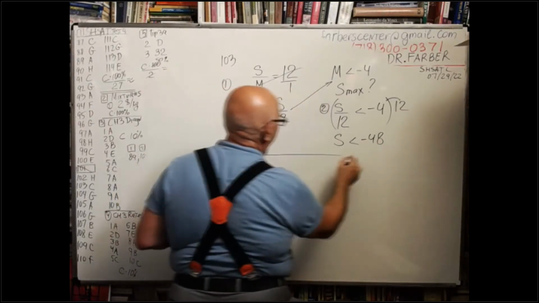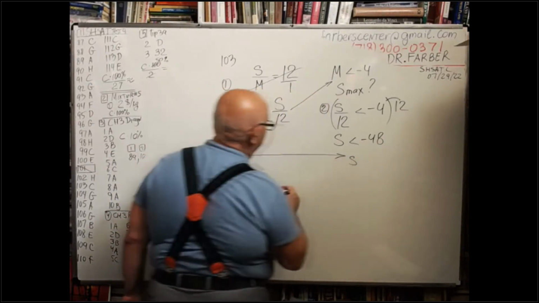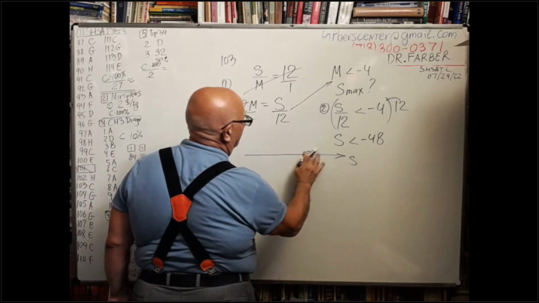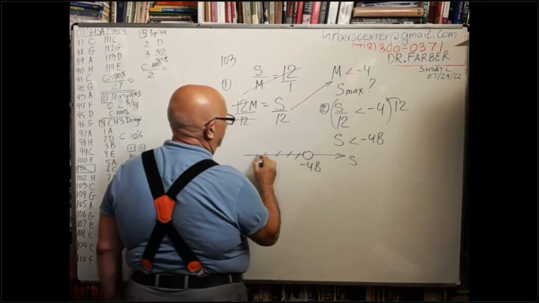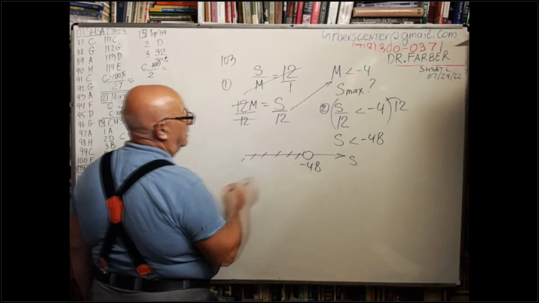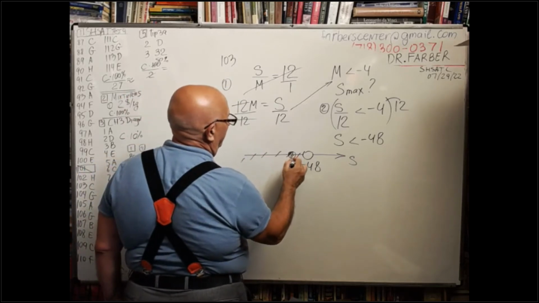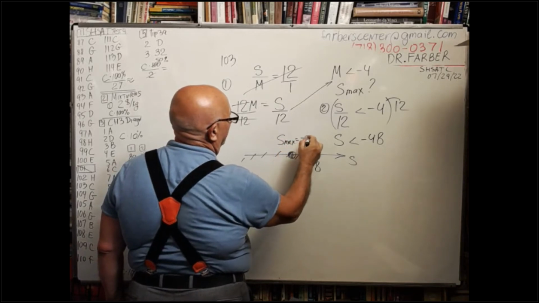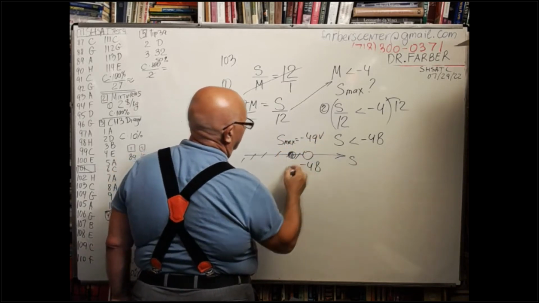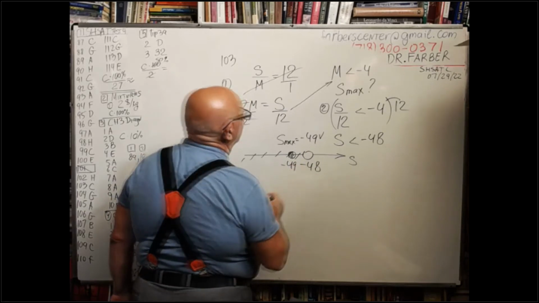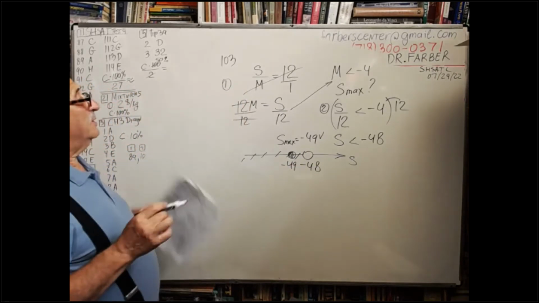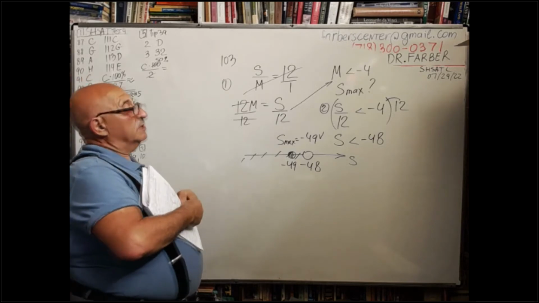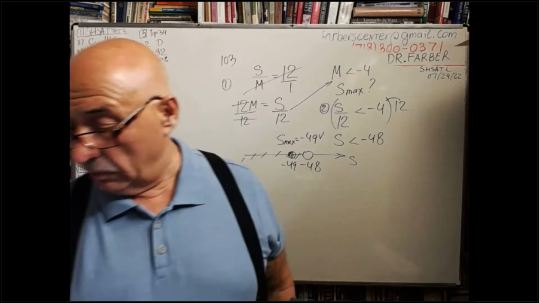If I put a number line, this is S, and this is -48. It is excluded, and the solution set is over there. So the greatest possible value, S max, equals -49. Again, the pattern: inequality and equation, always start from the equation and substitute into the inequality.